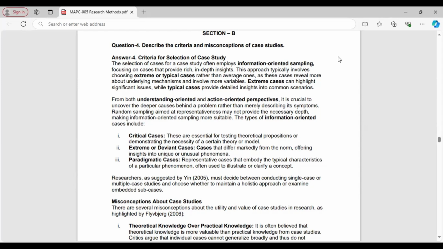Researchers should uncover deeper causes rather than merely describing symptoms. Random sampling may not yield the necessary depth, making information-oriented sampling more preferable for case studies.